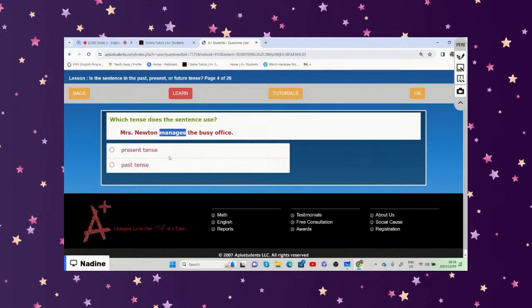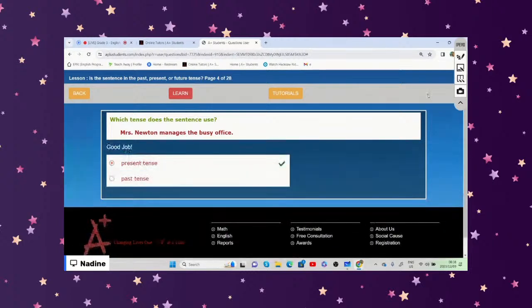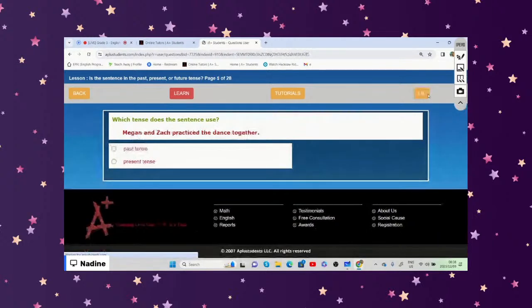And if we were to choose which tense the sentence uses, then we will choose option one, which is the present tense. And remember, we said with the present tense, the word either ends in es or it ends in s, right? So present tense. Well done, everybody. Present tense is correct.